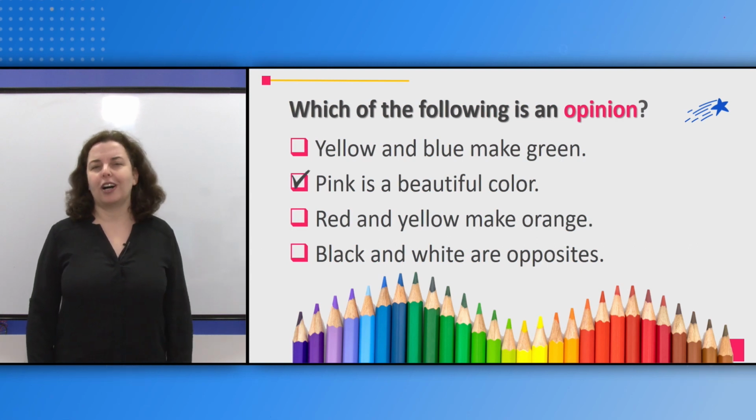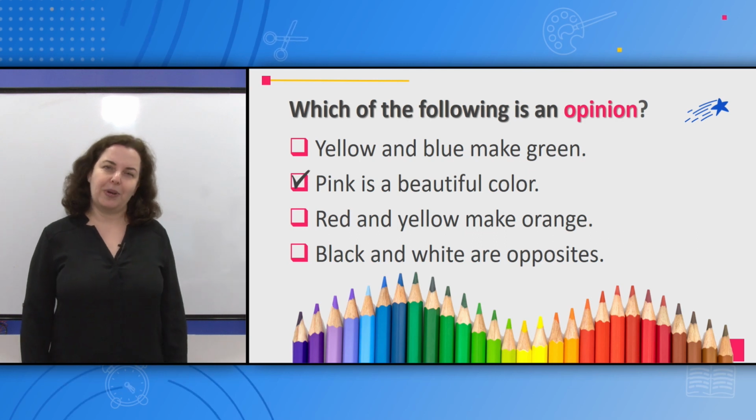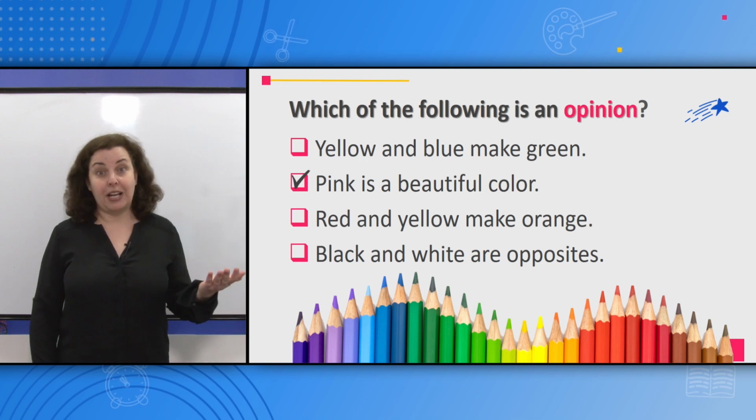Pink is a beautiful color. Very good. Which is your favorite color? Pink? Mine is pink. Pink is a beautiful color. That's my opinion.